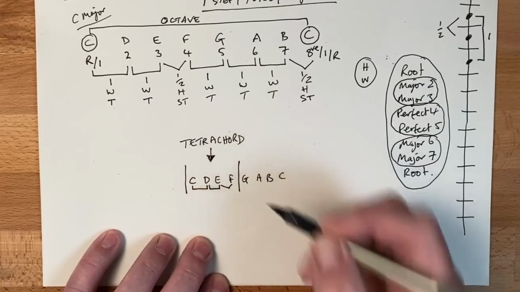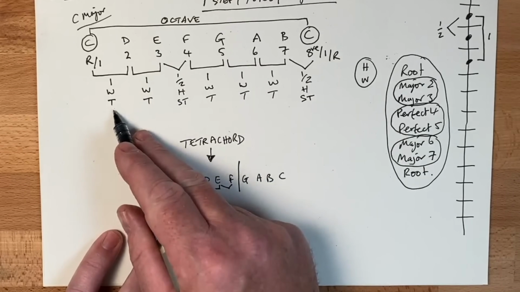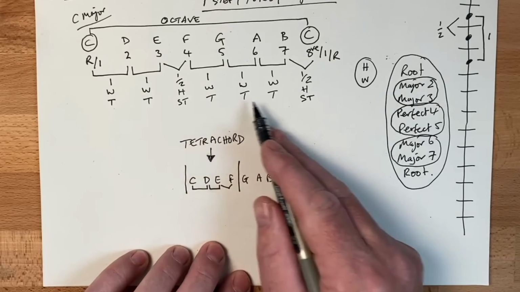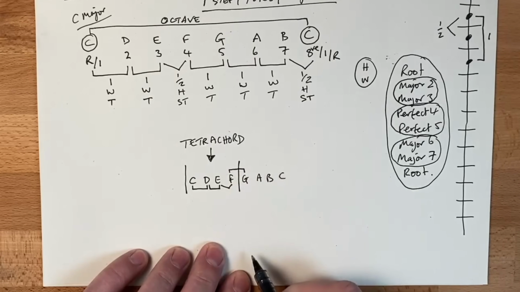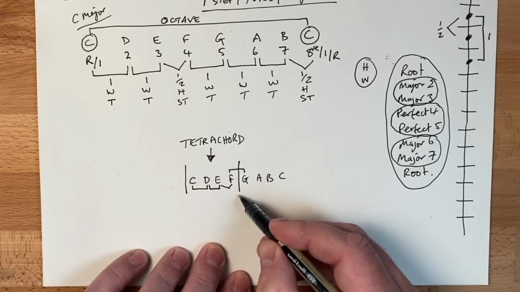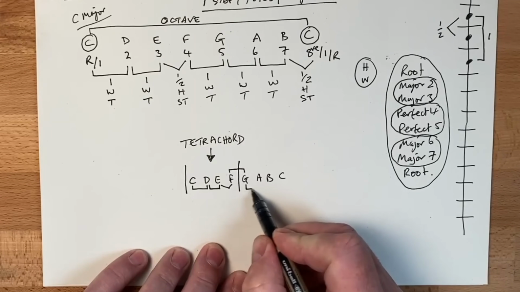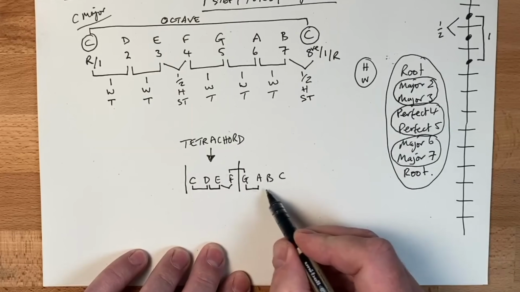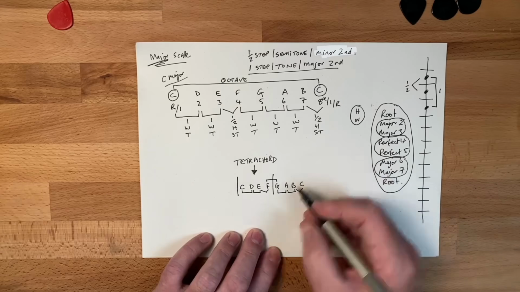Tetra, that means 4 notes in that group. If I carry this pattern of tone, tone, semitone, tone, tone, tone, semitone over here, what I'm going to do is put that tone there just to show you how to bridge across that tetrachord into the next tetrachord. You'll see that we get tone, tone, tone, semitone. We get that again.